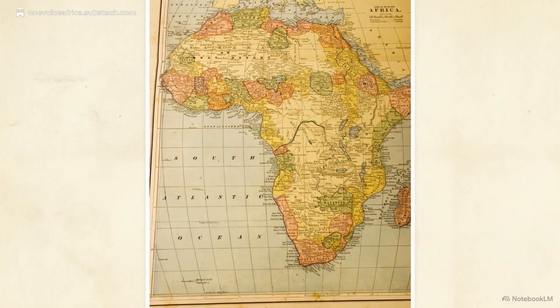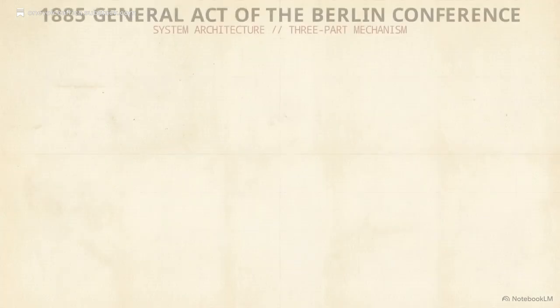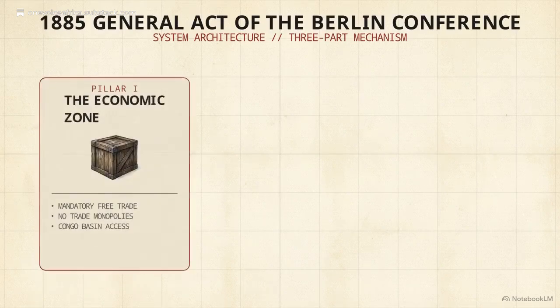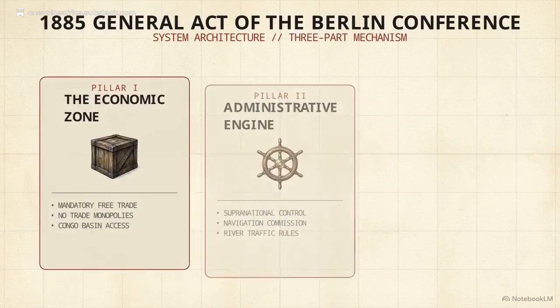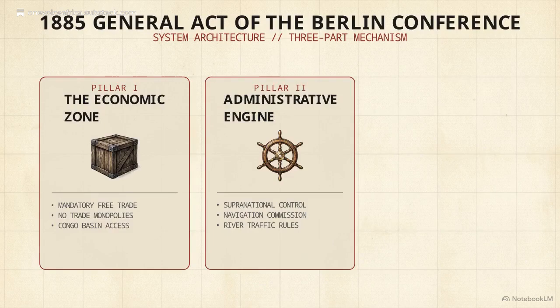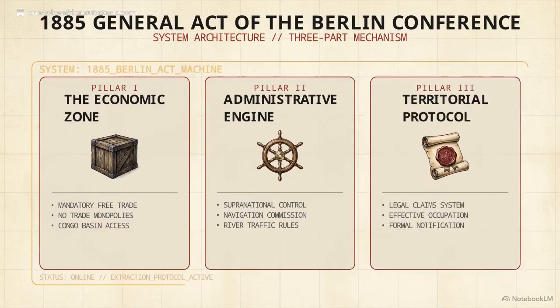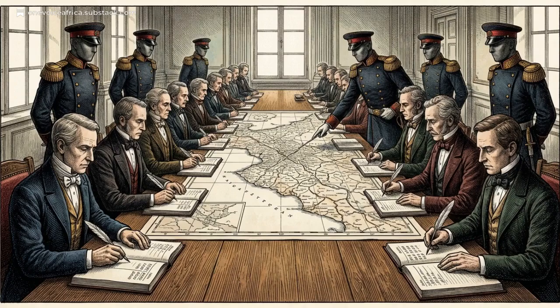The treaty functioned as an administrative operating system, overriding indigenous sovereignty with standardized European law. The act established a three-part mechanism: a zone of mandatory free trade, a supranational infrastructure to manage transport, and a specific legal protocol for claiming new territory. This document codified military competition as a cold administrative algorithm.